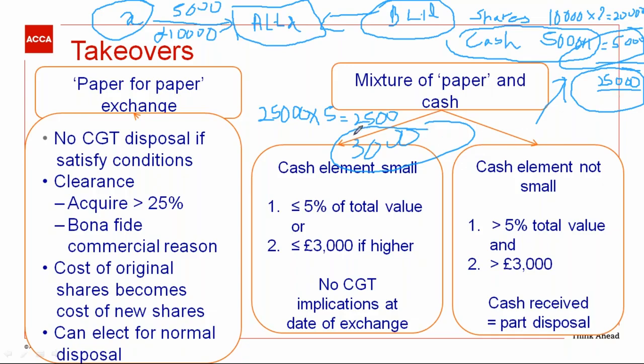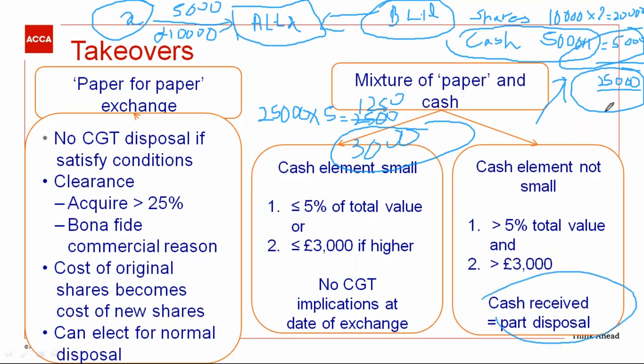I'm sorry, here 5% of 25,000 is 1,250. My mistake. Thank you very much for correcting me. So 25,000 into 5% is 1,250. So from 1,250 and 3,000, you take the higher value and then you compare with the cash amount received. So if the cash amount received is more than the higher value that you have selected, in that case, it's not a small cash transaction. You have to do a part disposal computation.